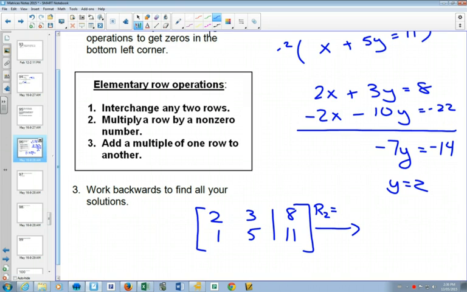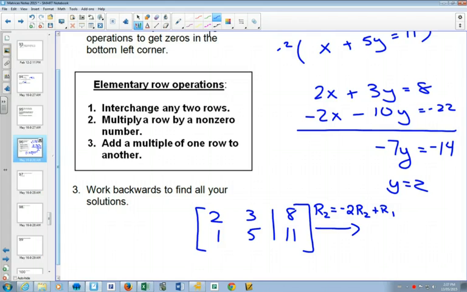So what we did with our elimination here, what did we do? We took row 2 and we multiplied row 2 by -2. You're allowed to do that because that doesn't change what it's equal to. And then once you've done that, you're going to add it to row 1.